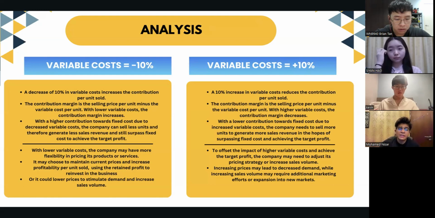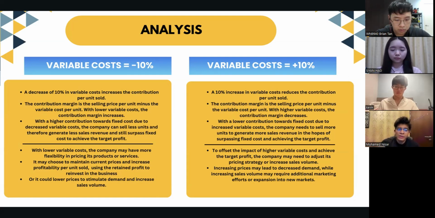Conversely, a 10% increase in variable costs reduces the contribution per unit sold. With higher variable costs, the contribution margin decreases. This means that the company needs to sell more units to generate enough revenue to surpass fixed costs and achieve the target profit. To offset higher variable costs and achieve the target profit, the company may need to adjust its pricing strategy or increase sales volume. Increasing prices can reduce the demand, while boosting sales volume might require additional marketing efforts or expansion into new markets.